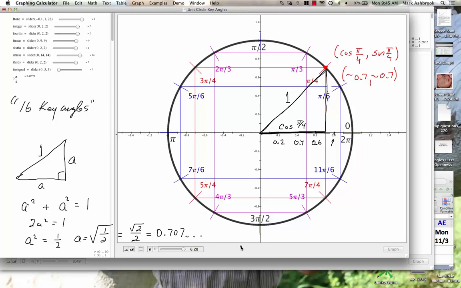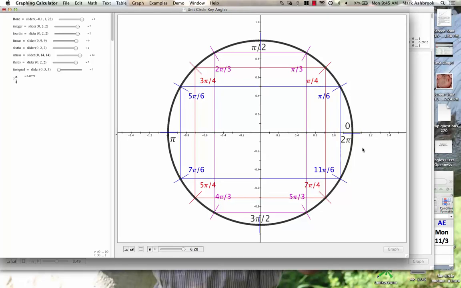Okay, so now we have the cosine and sine of pi over 4, exactly, square root of 2 over 2. So we showed that with this triangle here. Just saying it's close to 0.7 is not enough. We need it exactly. So as an exact value of sine or cosine, as a fraction of a radius length, it's square root of 2 over 2.